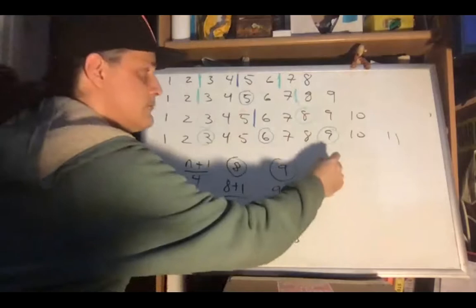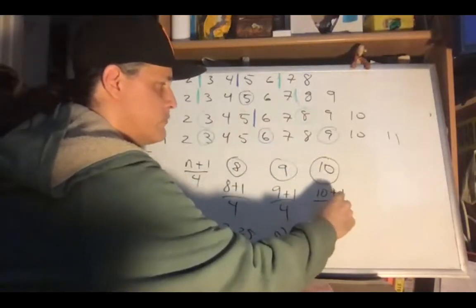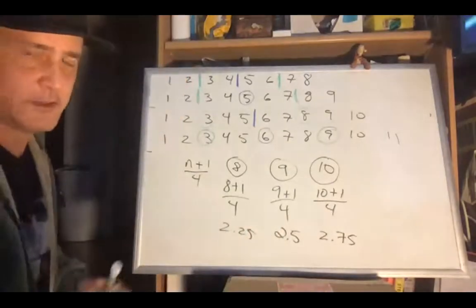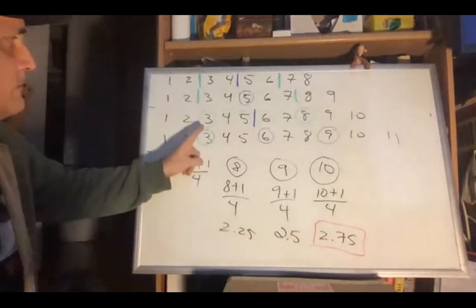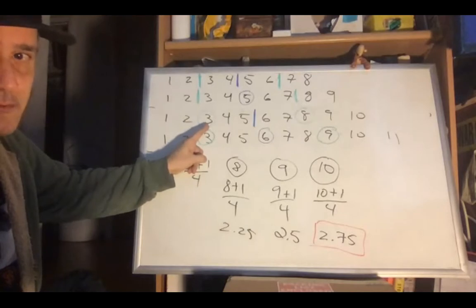Okay, and then if we did this for the 10 numbers, we would do the 10 plus 1 divided by 4, which is 2.75. Remember I pointed that out about the 2.75? That's the third number. That's not in between the second and the third number.